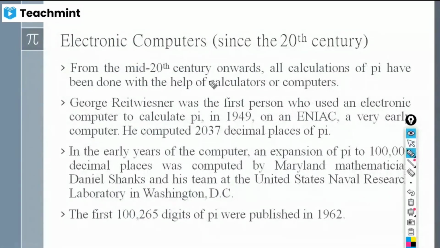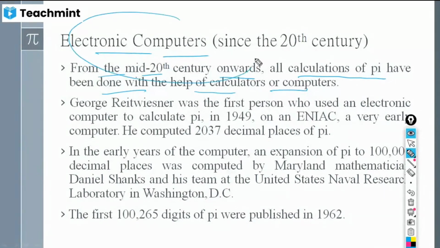As I told you, there were electronic computers, and from the middle of the 20th century onwards, all the calculation of pi has been done with the help of calculators and computers. The Babylonians did not know how to calculate pi, but they knew of the existence of pi. Later, Archimedes gave a geometrical method to find the value of pi. Later, Newton gave us calculus to find the value of pi. Later, machine formulas came. After that, electronic computers came into the fight to find the value of pi to many decimal places.